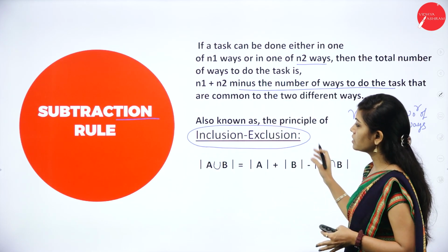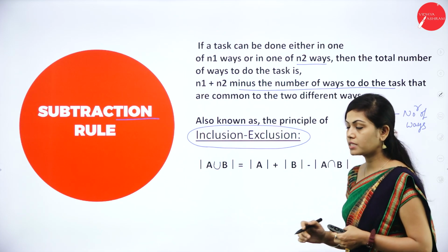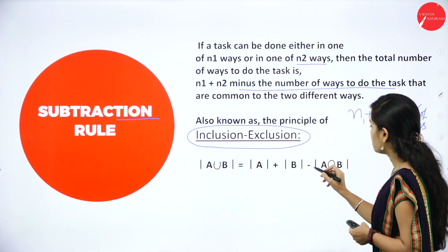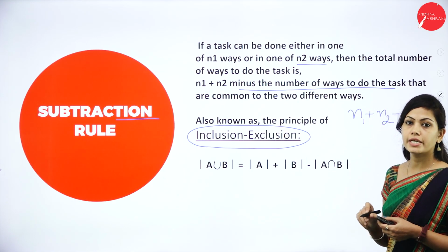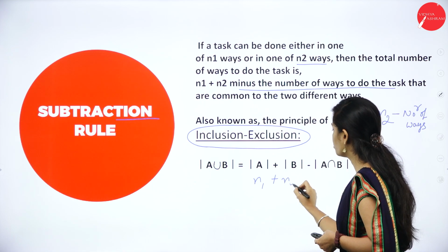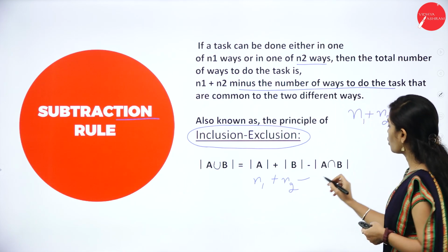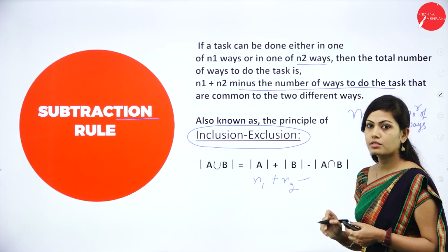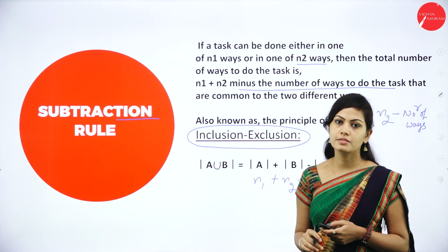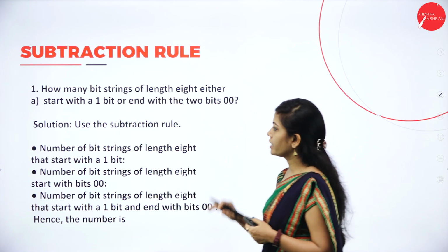How will you represent this subtraction rule in terms of sets? A union B is equal to mod A plus mod B minus mod A intersection B. So it is n1 ways plus n2 ways minus the number of common ways to do the task. This is called the subtraction rule in terms of sets. Let us understand the concept with an example.